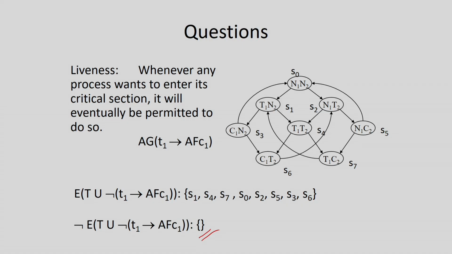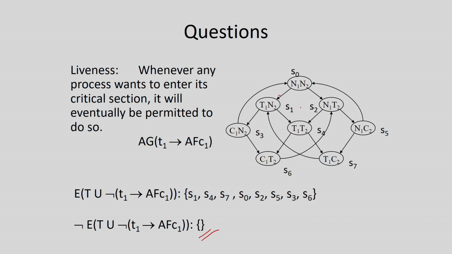Okay. So, in this particular case, what counterexample will it give? We are saying that if a process is trying to enter into the critical section, eventually it should be able to enter into the critical section. If I look into it, I can inspect it, but the model checking method is going to give me the counterexample, and it will give me this particular counterexample.